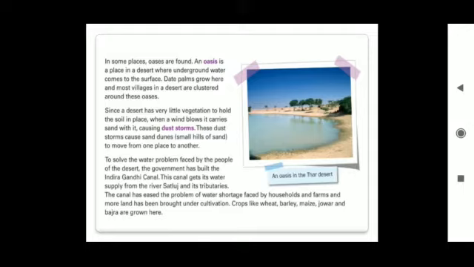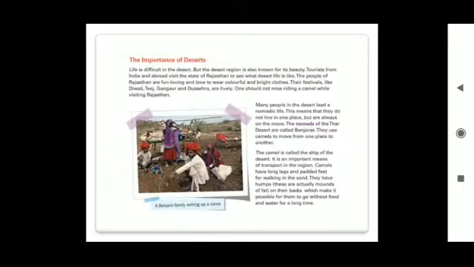Now, as we have learnt the importance of mountains, the importance of northern plains, and the importance of plateaus, in the same way deserts also have their own importance. Let us see the importance of deserts. Life is difficult in the desert. Why? Because we have to stay in a place where there is less water, days are too hot, and nights are too cold.